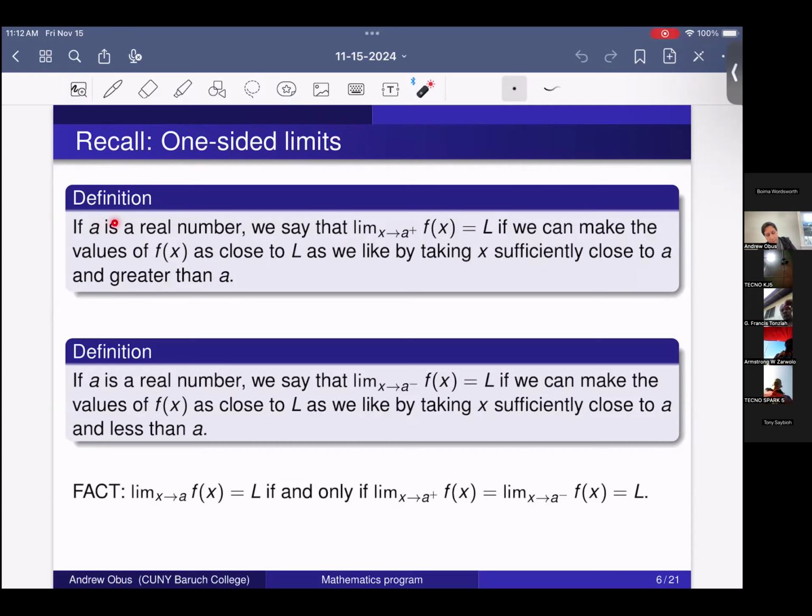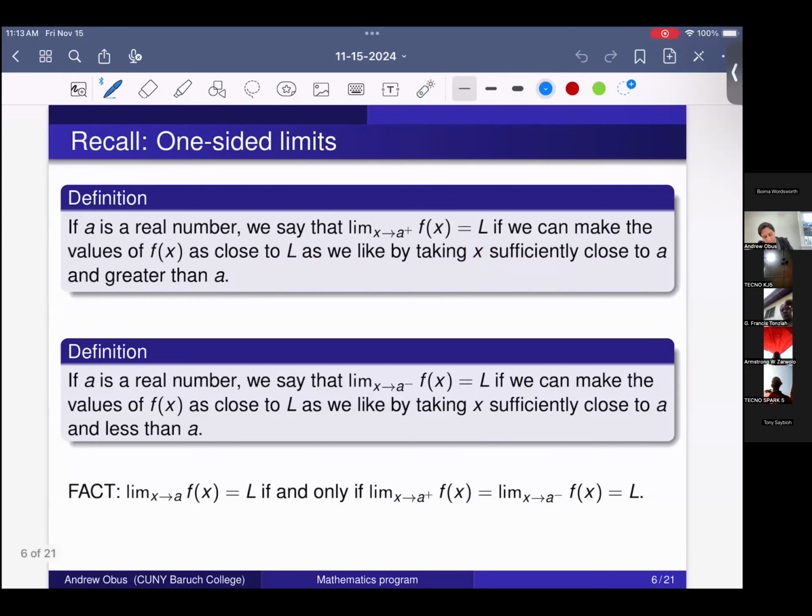So the definition from last time was that if a was a real number, then the limit as x approaches a plus, that's the limit as x approaches a from the right, sorry, of f of x is equal to L. That means that we can make the values of f of x as close to L as we like by taking x sufficiently close to a, but also greater than a. So as a picture, the idea is here's a, and you're looking at the x values approaching a from the right.